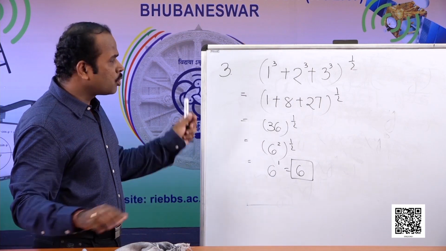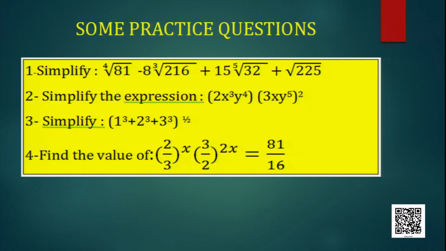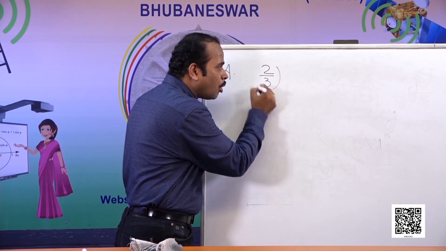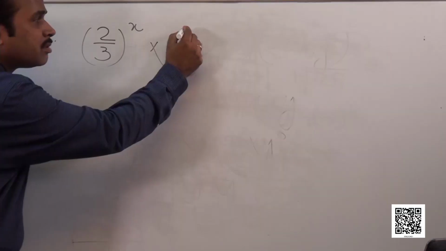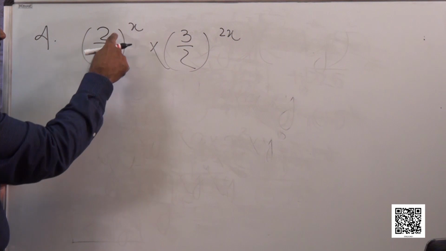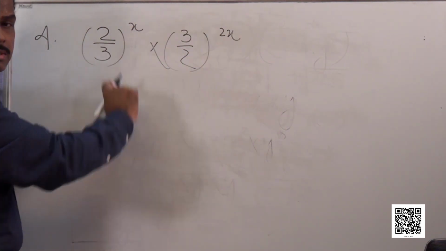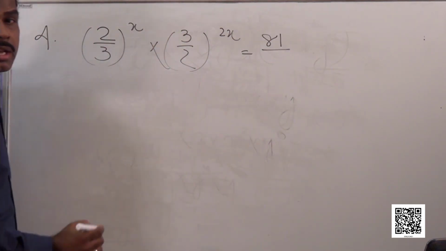Okay, let us go to one more example. But here we'll find something different. Okay, now in the next example, let us write 2 by 3 whole to the power x multiplied with 3 by 2 whole to the power 2x. 2 by 3 whole to the power x multiplied with 3 by 2 whole to the power 2x gives us 81 by 16.